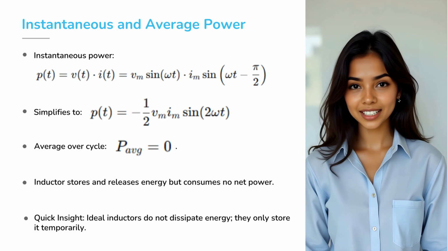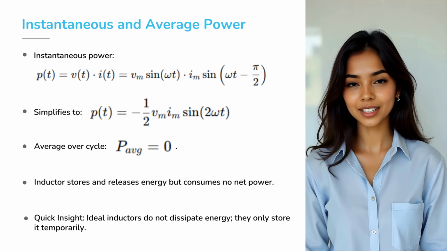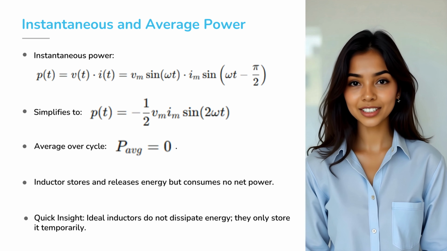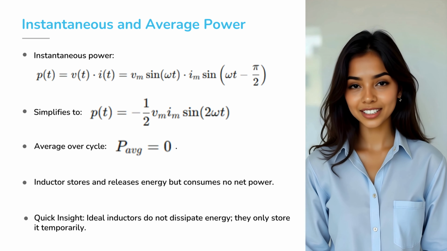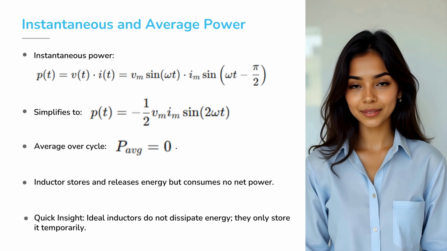The physical meaning is simple. An ideal inductor stores energy in its magnetic field and then releases it back without dissipating it as heat. Quick insight: this is why ideal inductors are lossless elements. They don't waste energy, they only borrow it temporarily and return it.